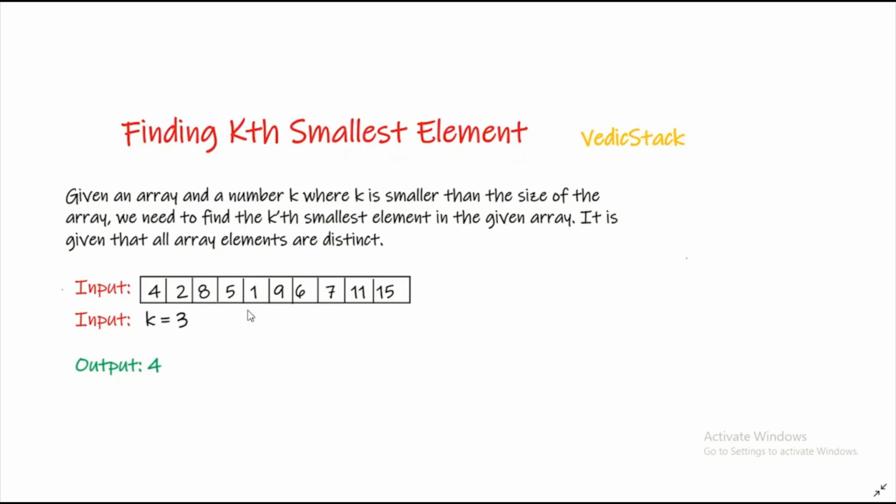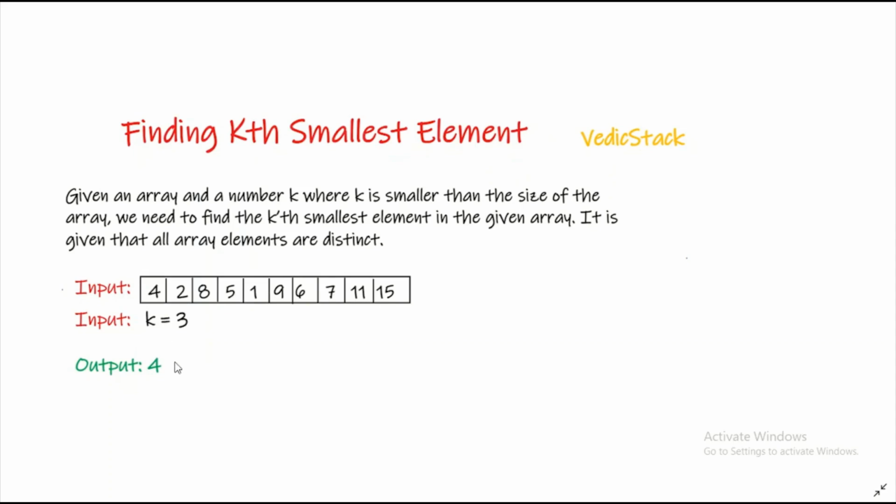If I ask you what is the smallest element, that is the first smallest element in the array, you will iterate through the array and you will find that 1 is present, so 1 is the smallest element. Similarly, if I ask you what is the second smallest, after 1, 2 is there, so 2 is the second smallest. Similarly, the third smallest is going to be, as 3 is not present in the array, 4, and the output is 4.